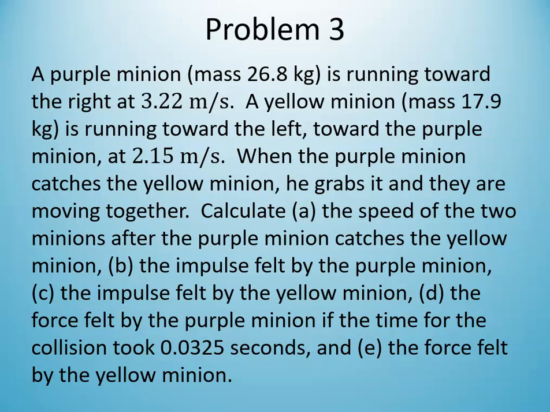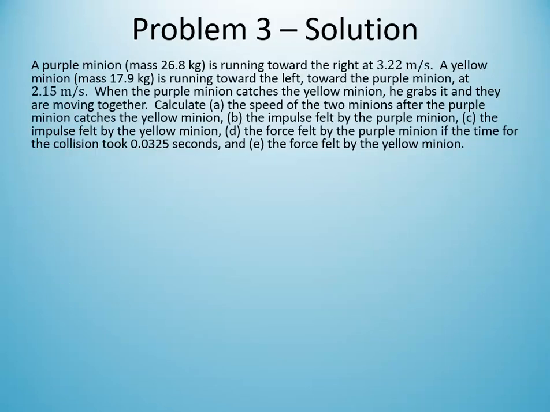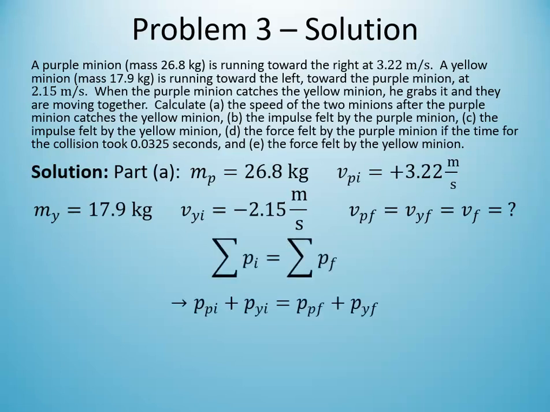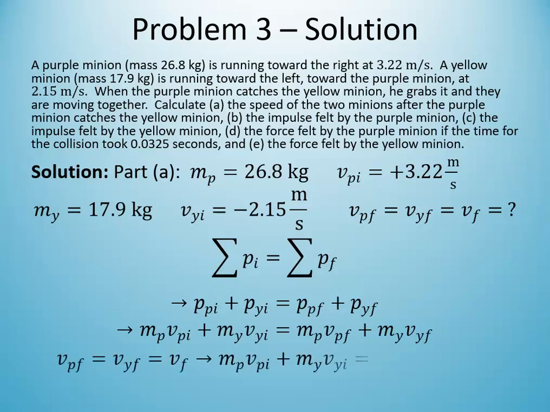So, same problem as last time, just with different numbers. So, we have our givens. Notice again the negative sign on the yellow minion's initial velocity, but otherwise it's the same problem. So, conservation of momentum, purple and yellow minions in, purple and yellow minions out. Every P is an MV with appropriate subscripts. And note that the final velocity of that system is the same, so we factor that out.